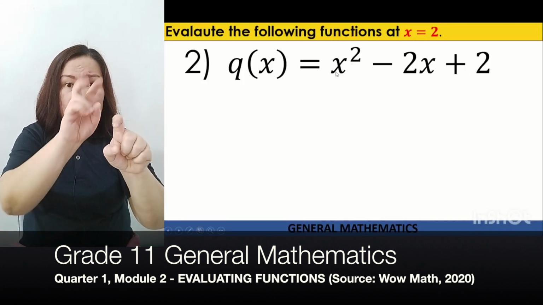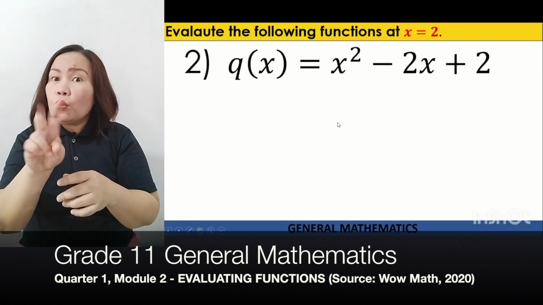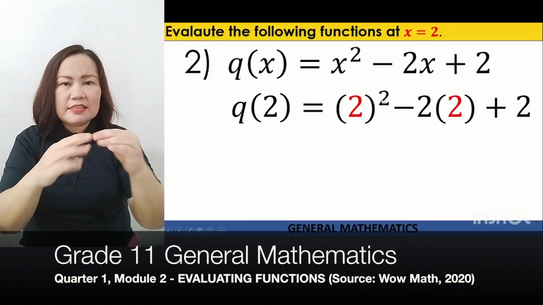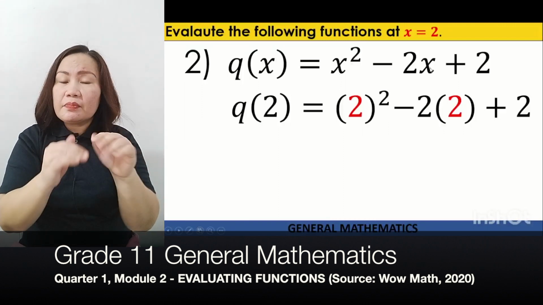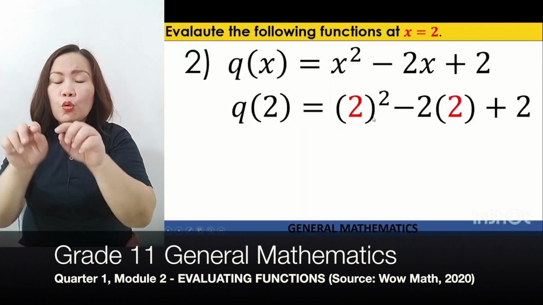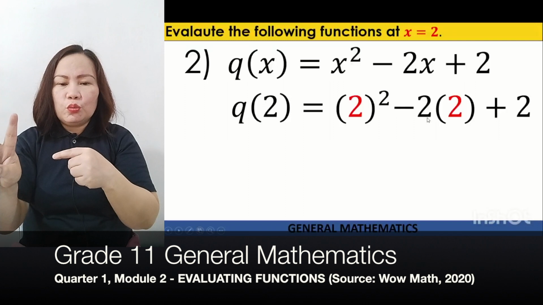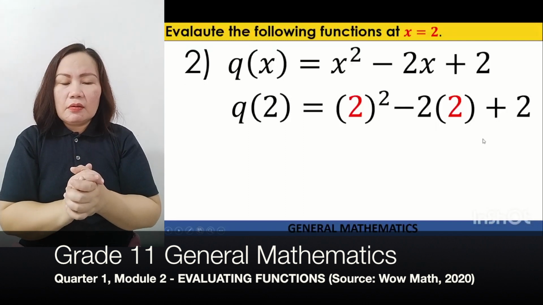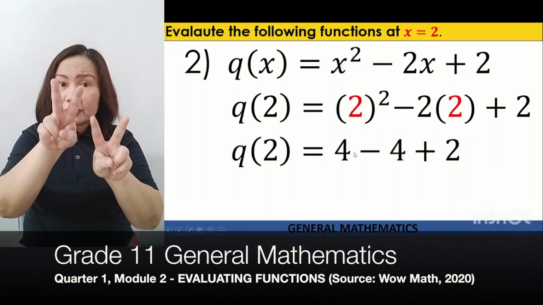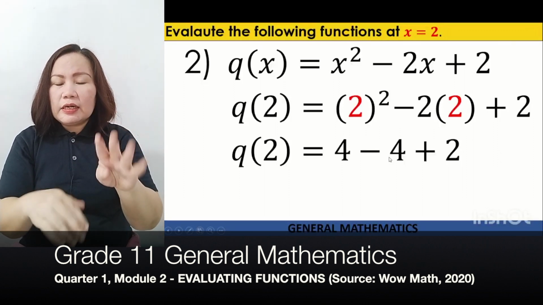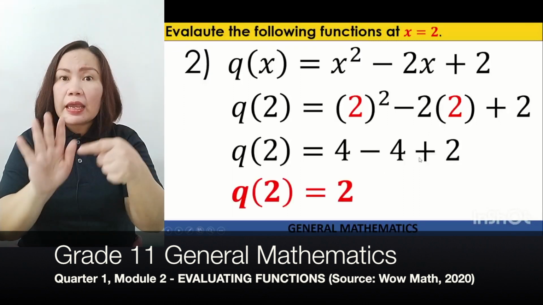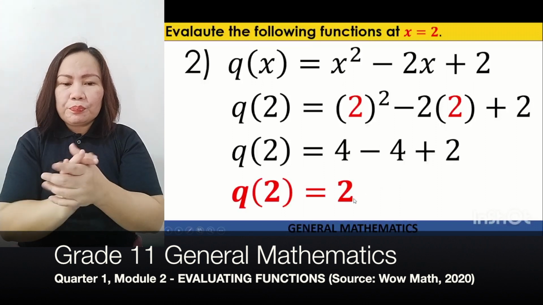Anong ipapalit natin sa x? 2. So, papalitan natin yung x ng 2. That will become 2 squared. Dito naman, papalitan natin ng 2. So, ito na ngayon: 2 squared minus 2 times 2 plus 2. Perform the operation. 2 squared is 4. Negative 2 times 2 is negative 4 plus 2. 4 minus 4 is 0 plus 2. The answer is 2.